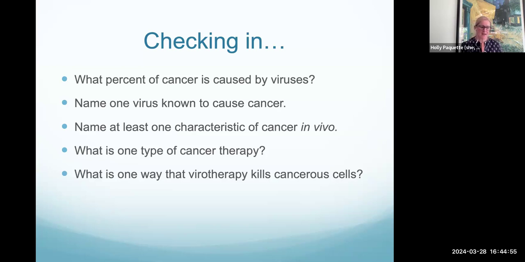What is one type of cancer therapy? We have surgery, radiation, chemotherapy, and then the last that is kind of new besides immunotherapy is this idea of virotherapy. So what is one way that virotherapy kills cancerous cells? It can infect and replicate within them. It can cause them to lyse when the virus is released. It has the ability to cause them to go through apoptosis, and also it can alert the immune system to those cells.